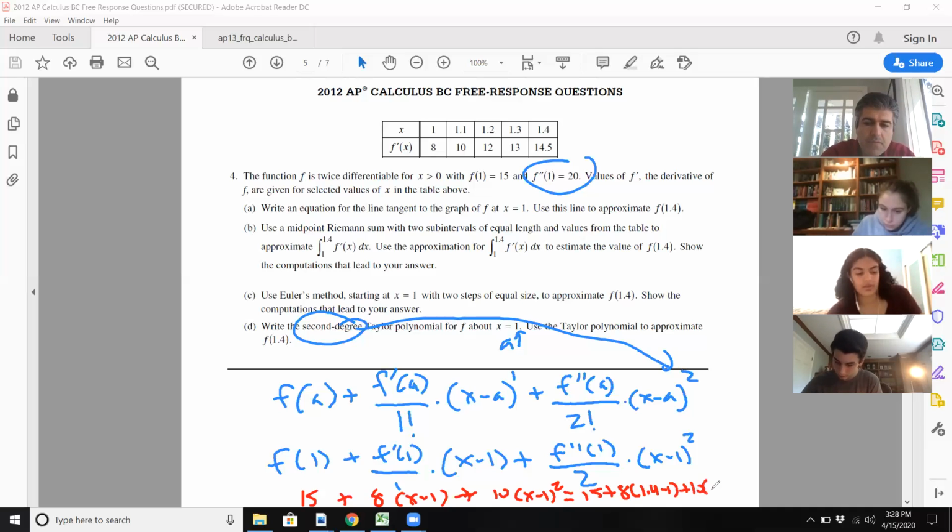If you left it as 20 over 2 factorial, would you lose a point for that? It's fine. Yeah, because they don't really ask you to simplify. I do think if you did 20 over 2 factorial, they would give it to you. I'm pretty sure they would. And if you were to work that out, I think you get 19.8.